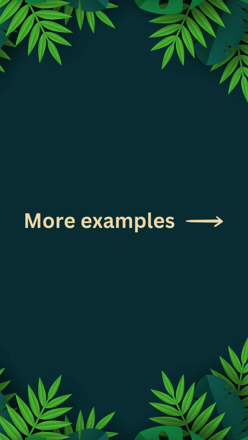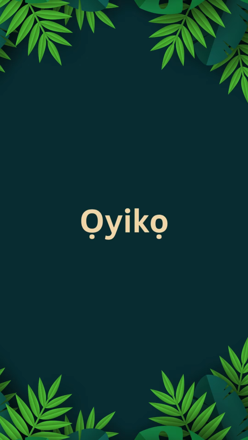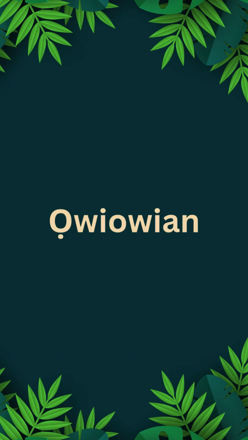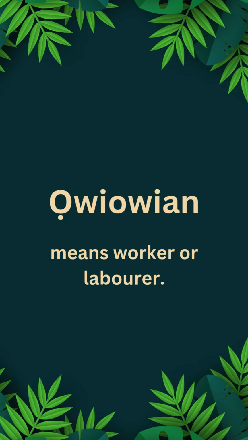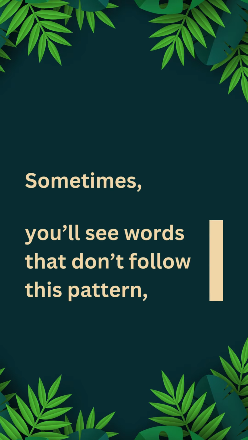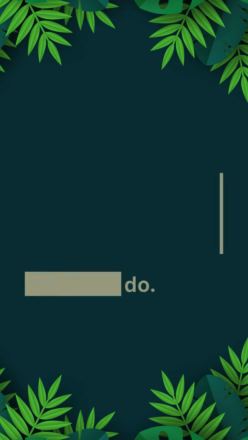There are more examples. Onyikon means messenger. Onwumia means worker or laborer. Sometimes you will see words that don't follow this pattern, but most do.